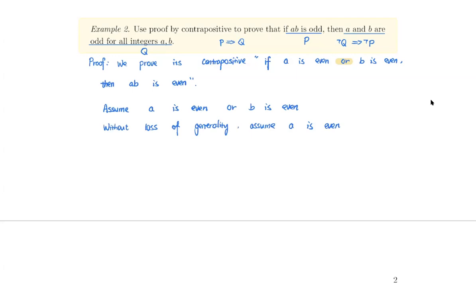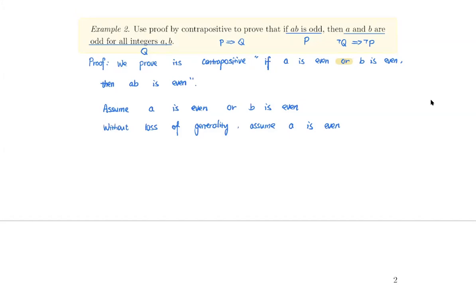What if we write A and B are not odd? No, you cannot do that. That's wrong. That's not the negation of Q, because you need to negate "and" as well. If you write A or B are not odd, then that's kind of right, but iffy. But what you wrote here is wrong. So without loss of generality, assume A is even.